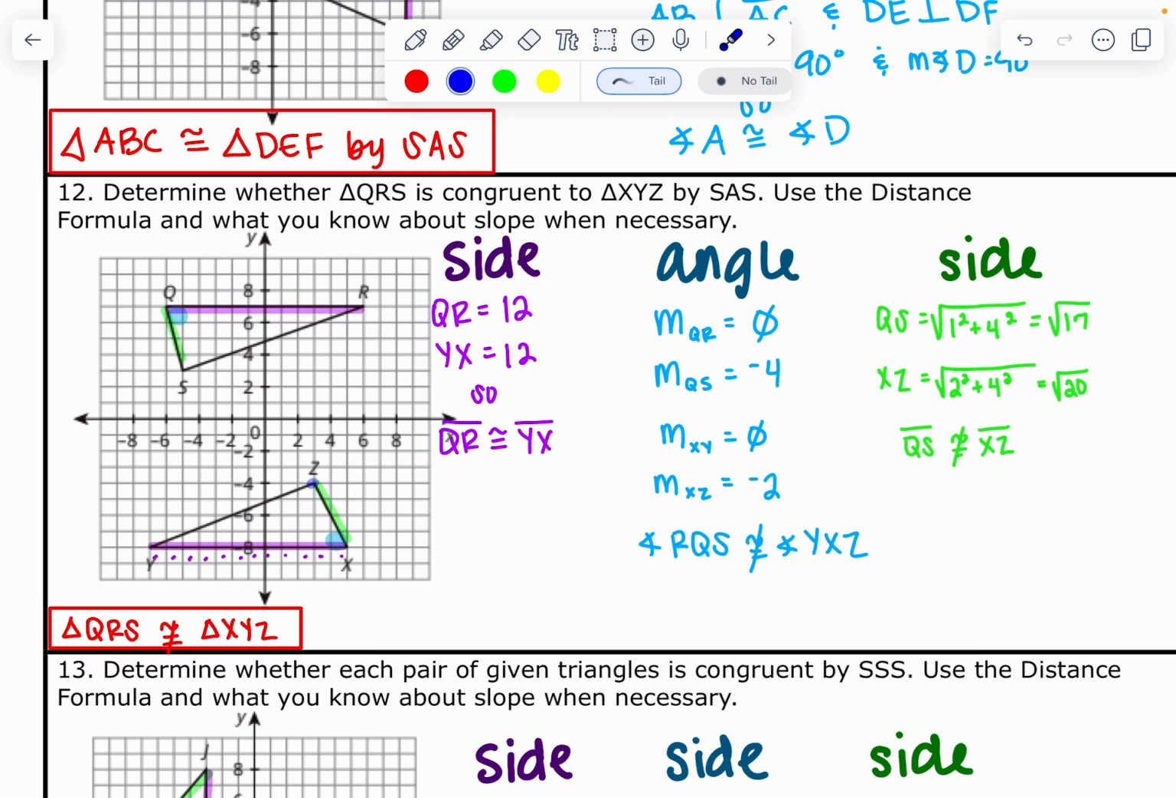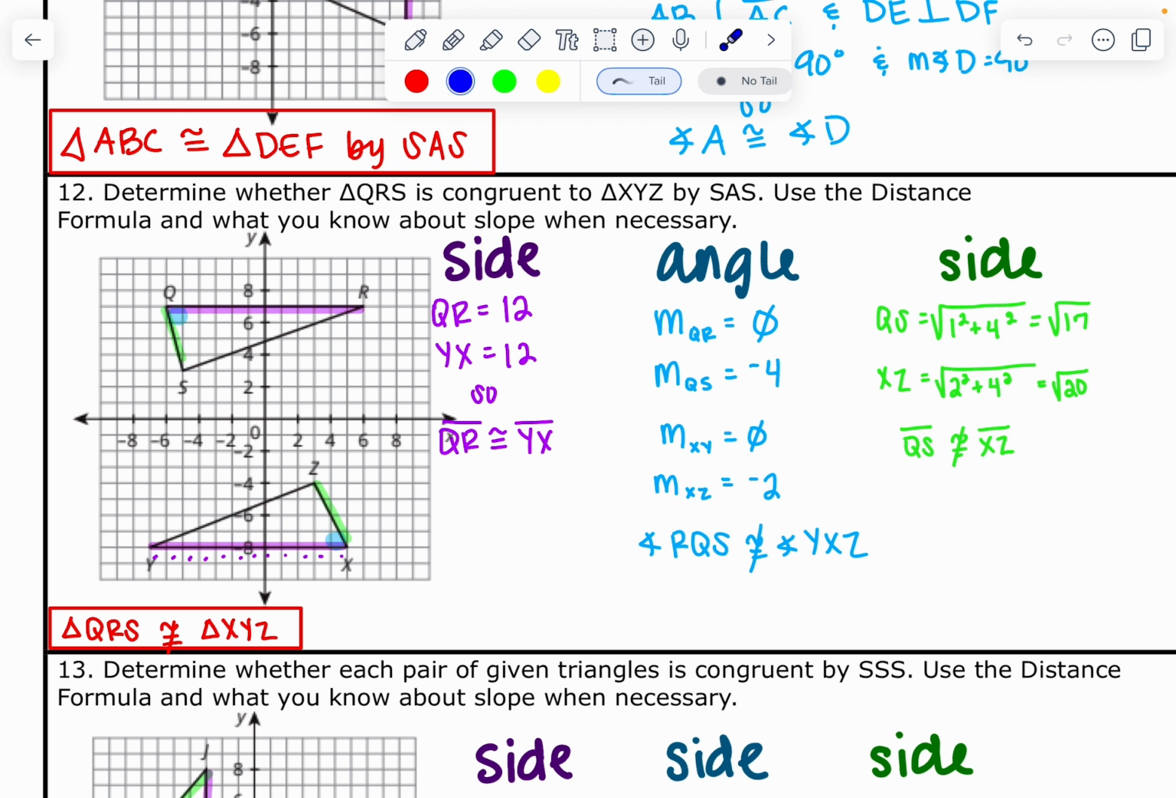So angle RQS is not congruent to angle YXZ. All right. And then this side here and this side here are not congruent. And I proved that using the distance formula. So these are not congruent triangles.